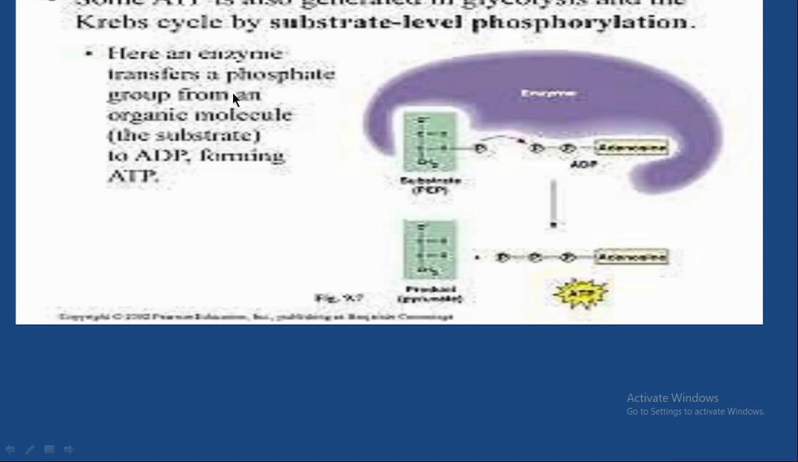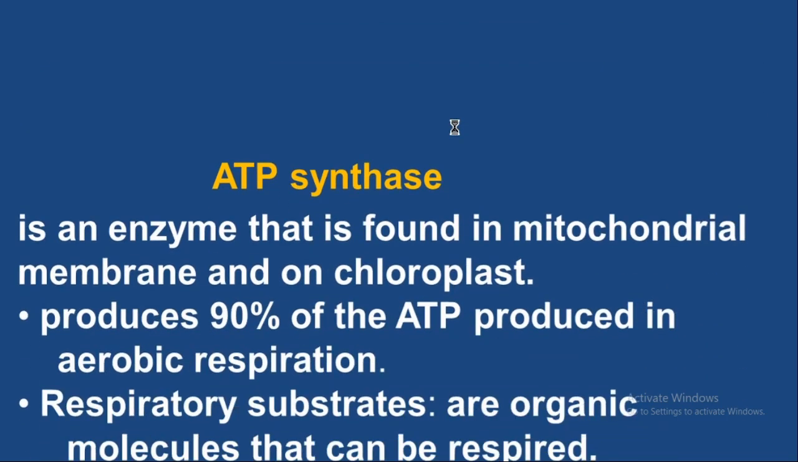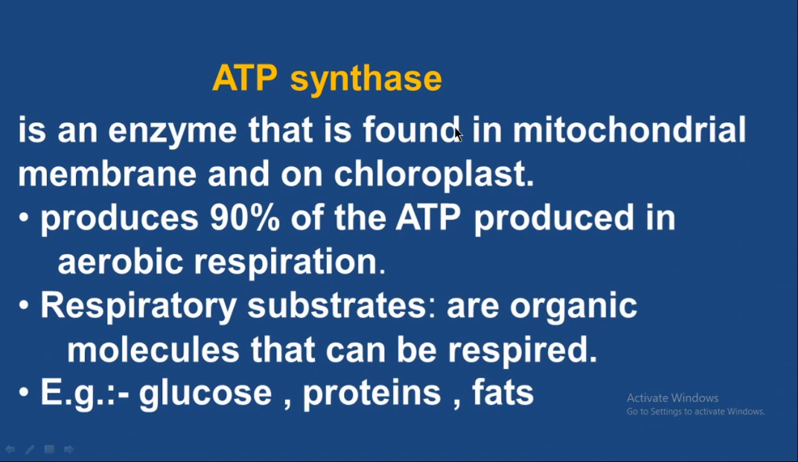This is called substrate level phosphorylation. So when the phosphate group is detached and cleaved from the phosphoenolpyruvate, and that phosphate reacts with an ADP molecule inside the cytoplasm of the cell and forms an ATP molecule, this mechanism is known as substrate level phosphorylation. Around 10% of our cells' energy is produced by substrate level phosphorylation.